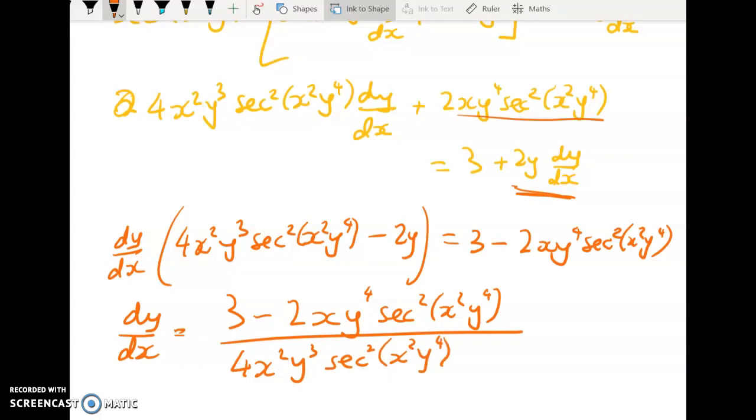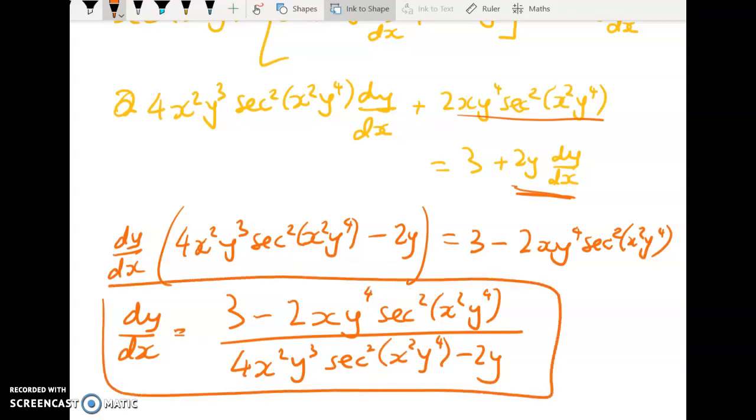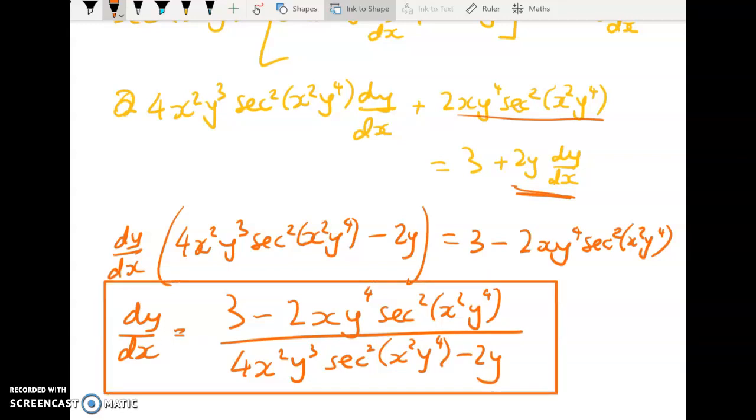There we are, and we're finished. Right, so just check that you haven't mucked that one up. Quite a lot of little steps in there. In the harder problems with implicit, you often will have to use the product rule.